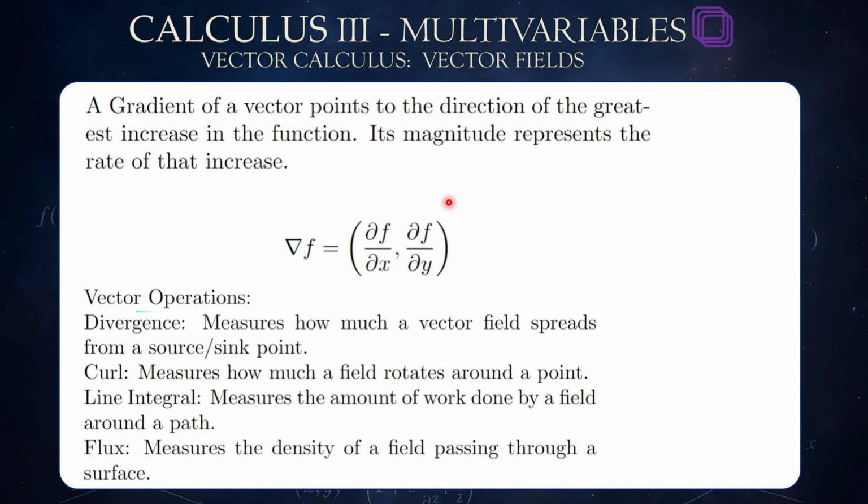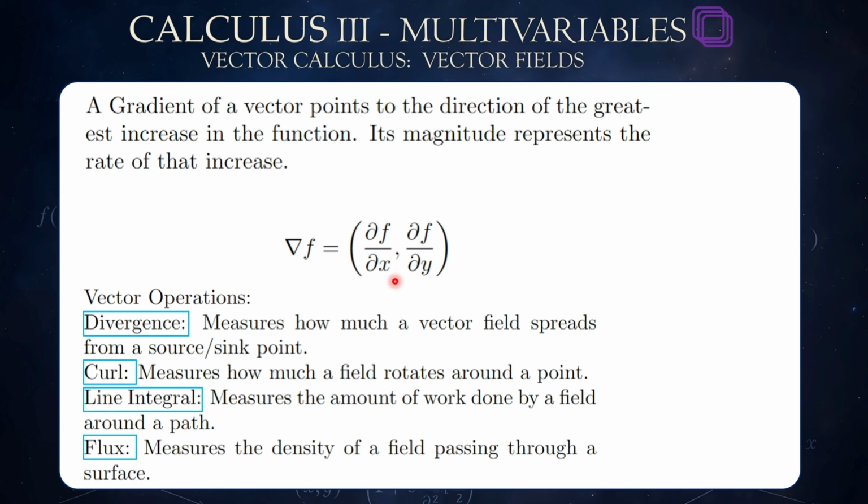Gradient of a vector. We've probably seen that in previous lessons, but we're going to recap on it. So what is a gradient? The gradient points in the direction of the greatest increase in a function. Its magnitude represents the rate of that increase. It is represented by nabla f, which is the partial derivative of the function f in respect of x, and the partial derivative of f in respect of y.